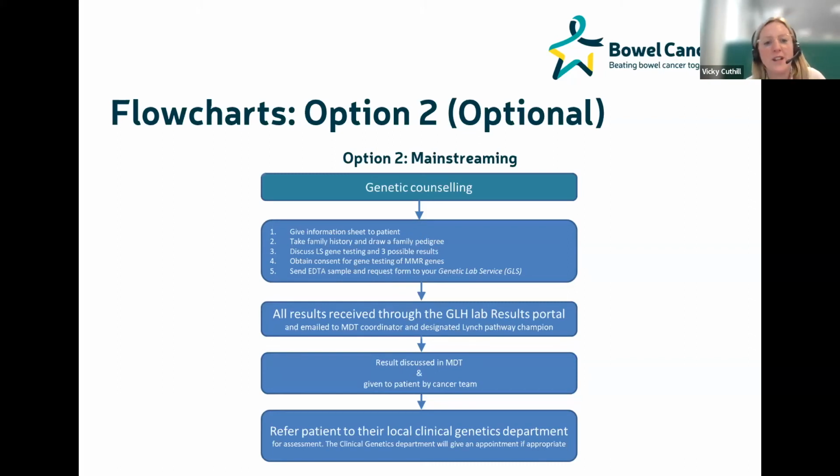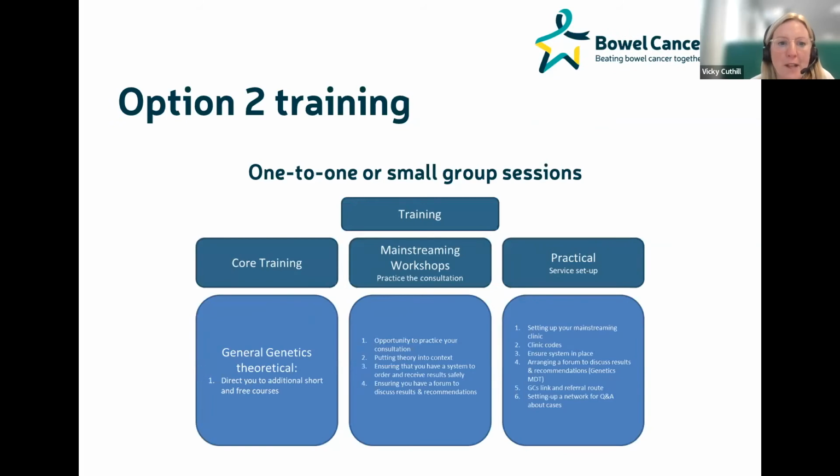And then we can get consent for the patient, get the sample sent off and get it tested. There's a lovely pathway, though I can't go into it all. And of course, if you do get a Lynch syndrome diagnosis, then at this point you can refer the patient to a local clinical genetics department to ensure that the cascade testing is performed on the family.